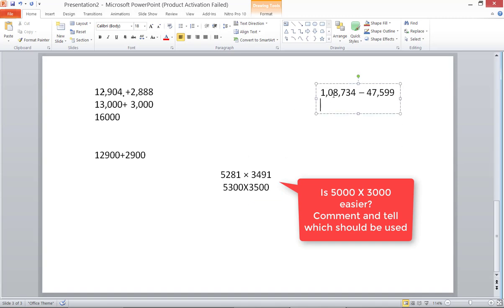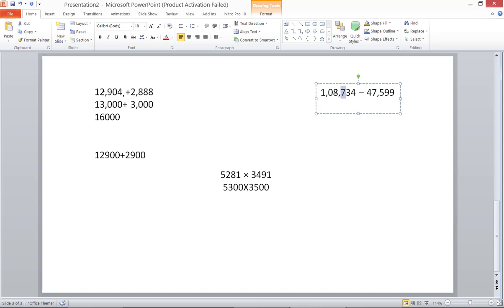Over here I could approximate this to the thousands value, so this will become 10900. So let's try this: 109,000, if I round it off to the thousands place. For the thousands place, I will look here and this will become 48,000. So this also is easy to do.